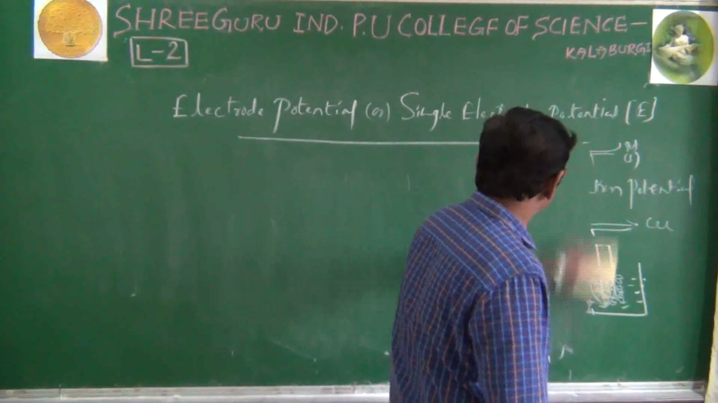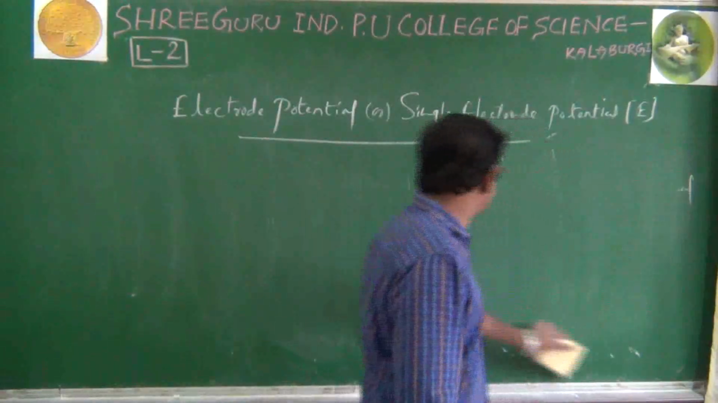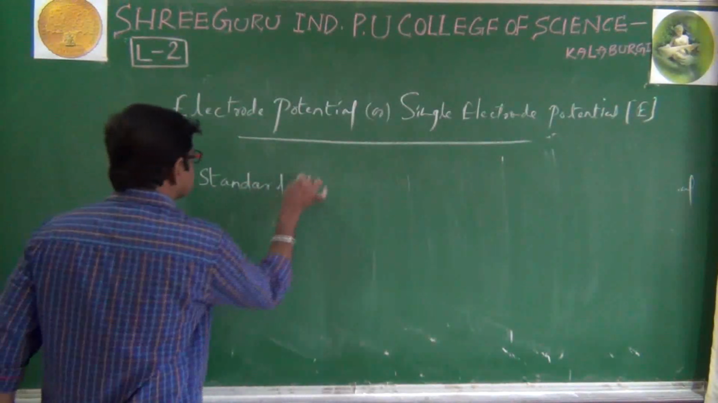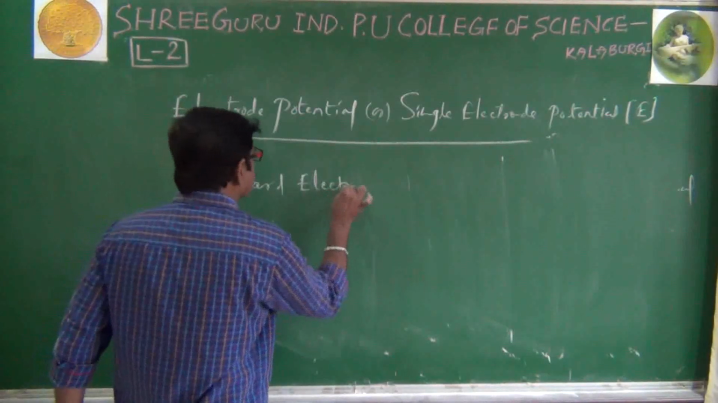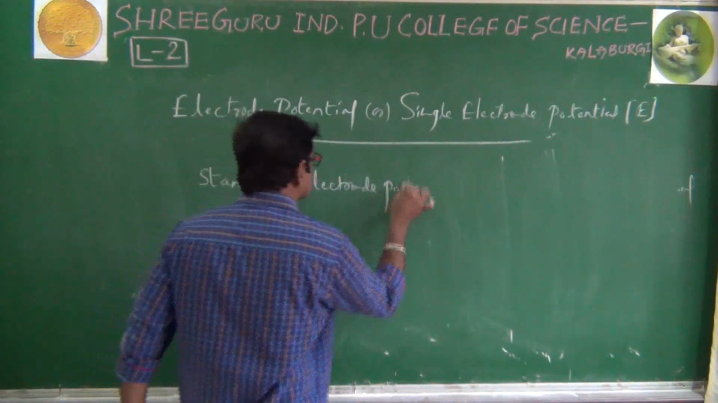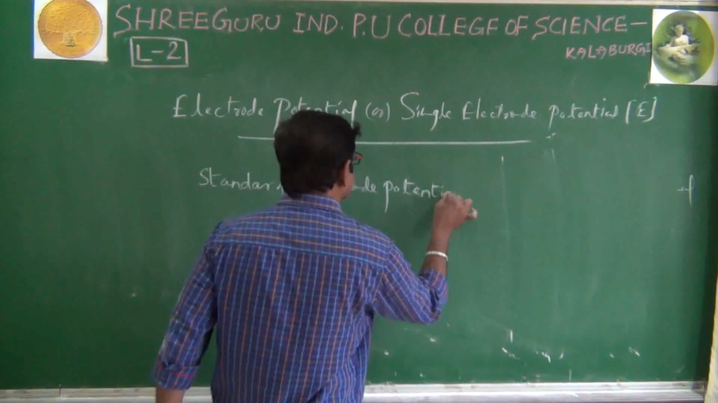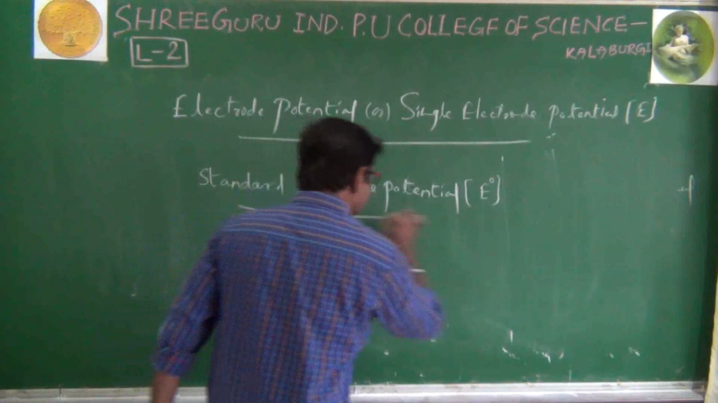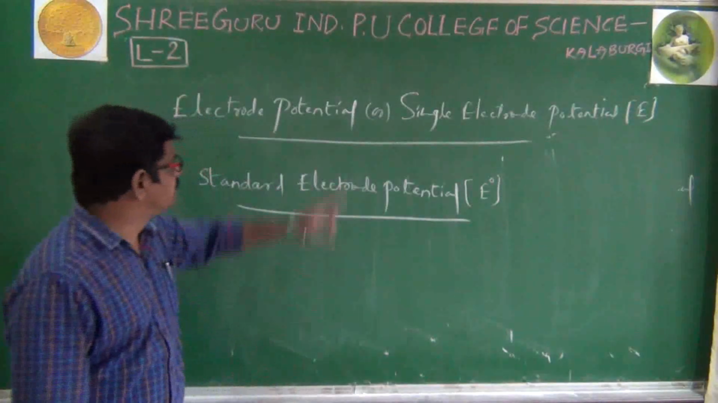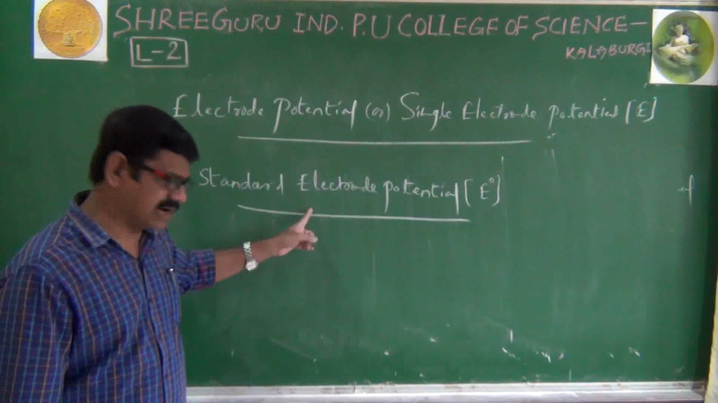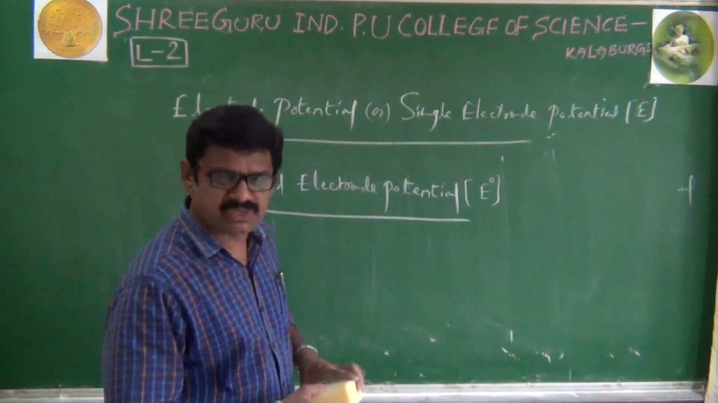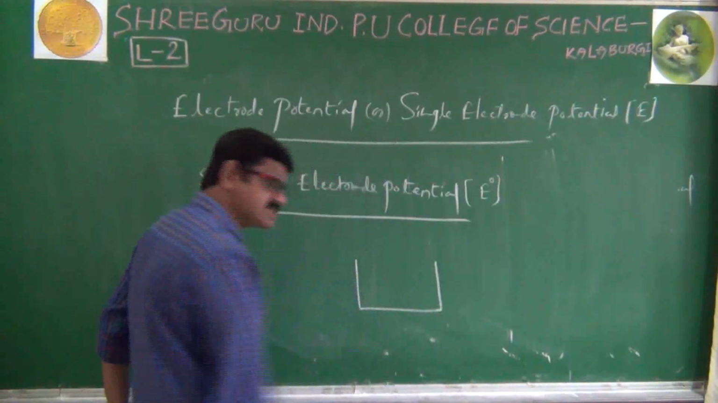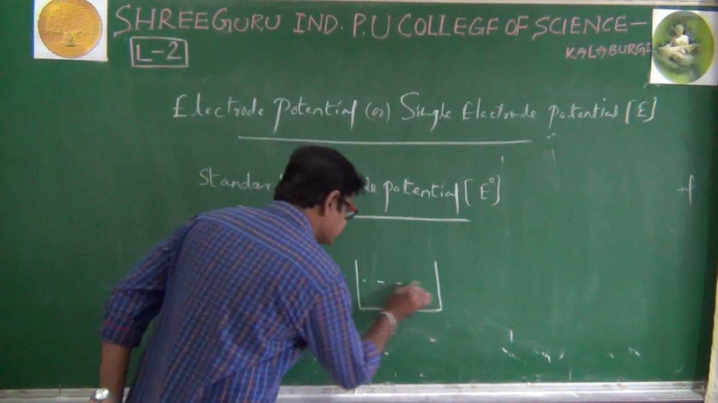Now we'll discuss a similar concept, that is the standard electrode potential, which is designated with E naught. Right. Now, what is the difference between single electrode potential and standard electrode potential? Of course, both are almost the same. We can take them either as oxidation potential as well as reduction potential.